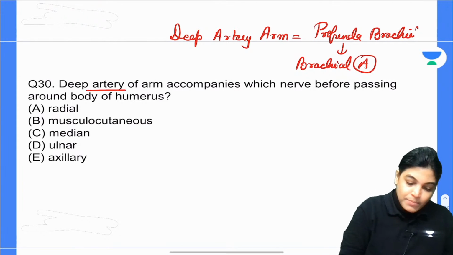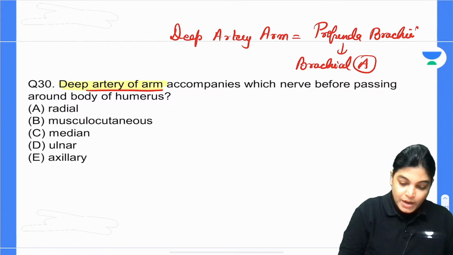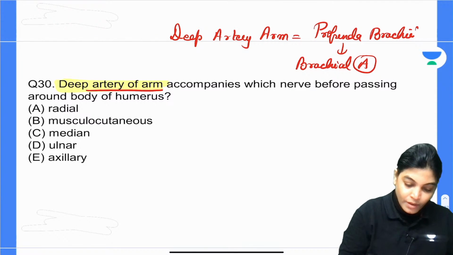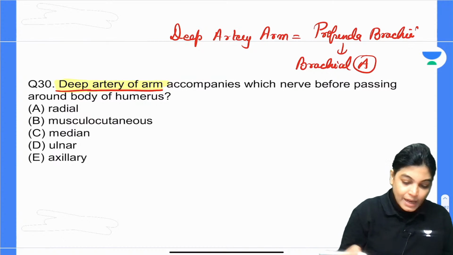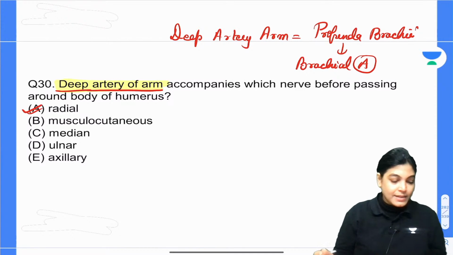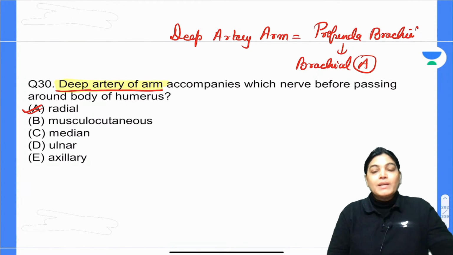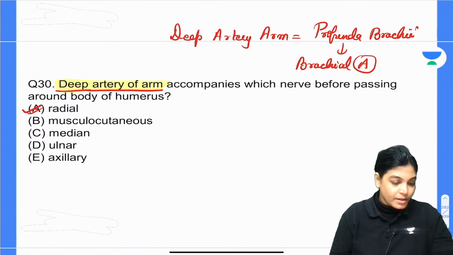So the hint is, deep artery of arm means profunda brachii artery, and it is running along with which of the following nerve? The correct answer is radial. So deep artery of arm, that is profunda brachii artery, it is running in the radial groove along with radial nerve. So we have got A as the correct answer.